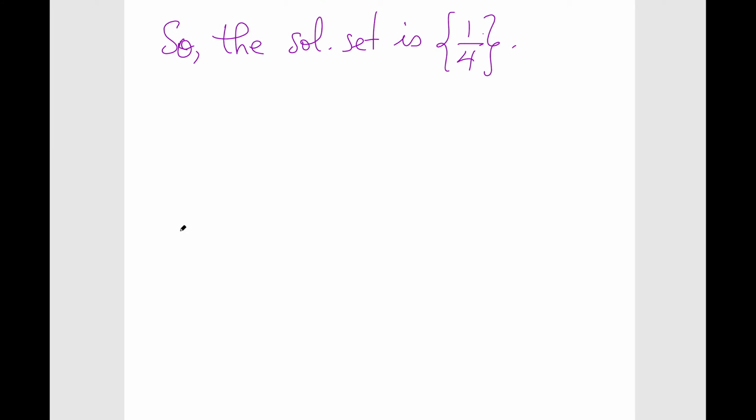This is, as we said, number 26. 5 times e to the power 4m minus 3, minus 7, is equal to 13. Okay, and we want to solve for m. Very good.